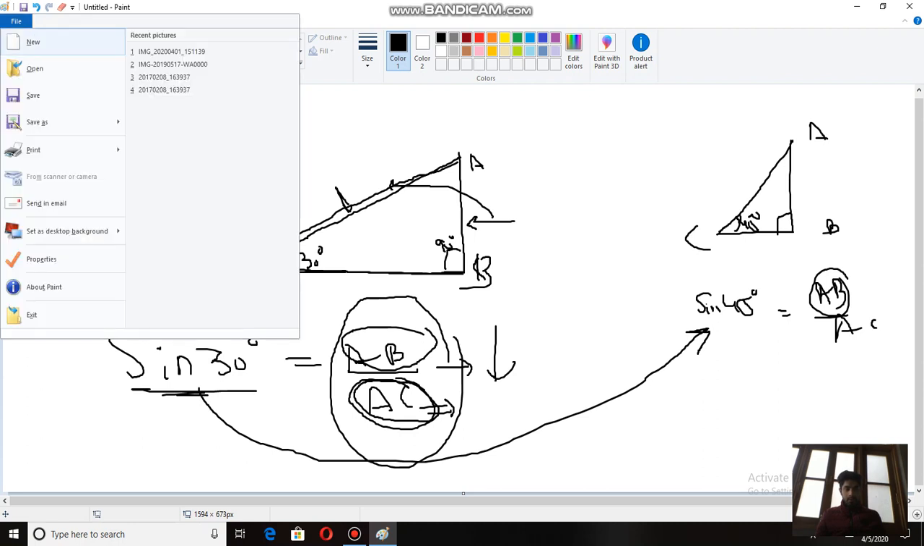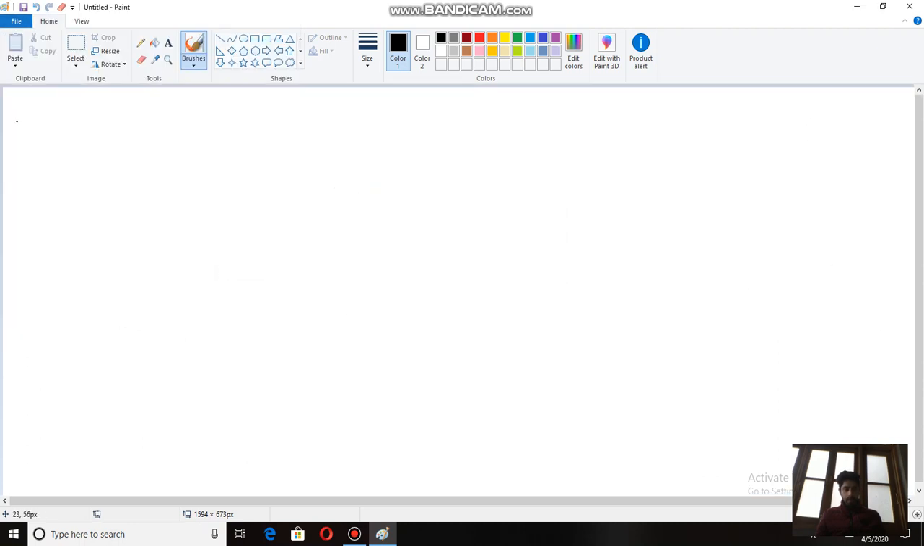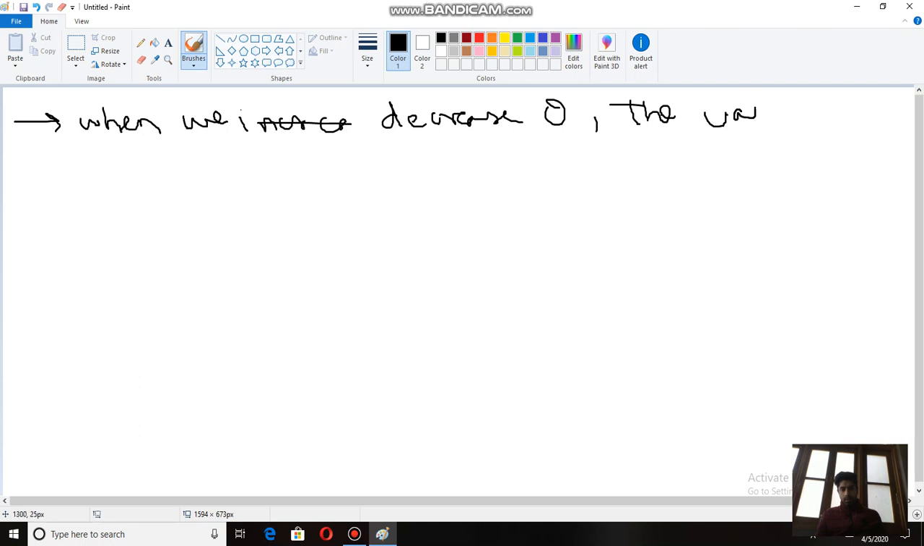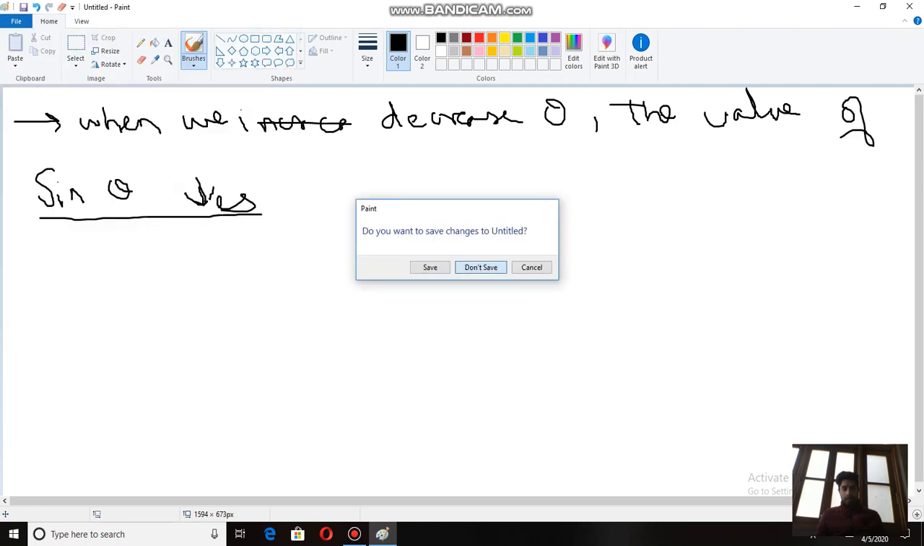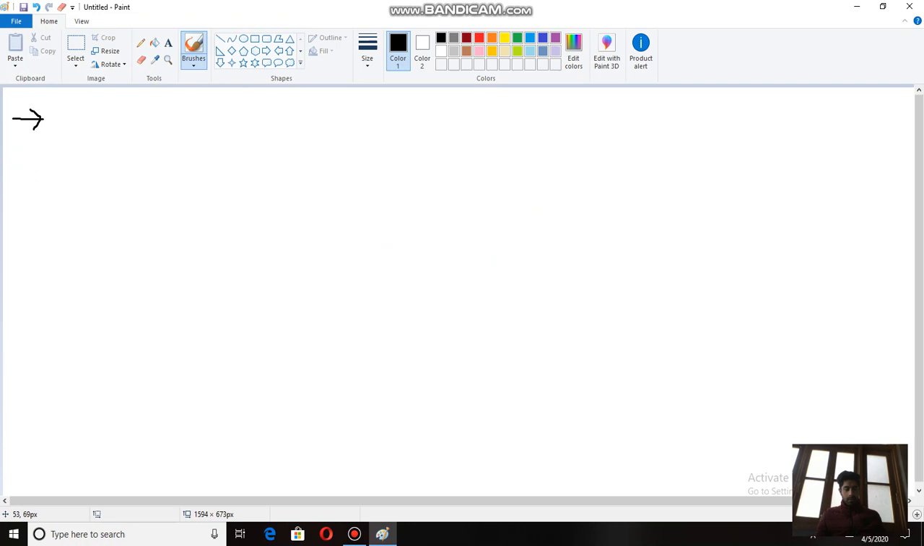So the conclusion is, when we decrease theta, the value of sine theta decreases. I hope it's clear. And let me give now two examples.